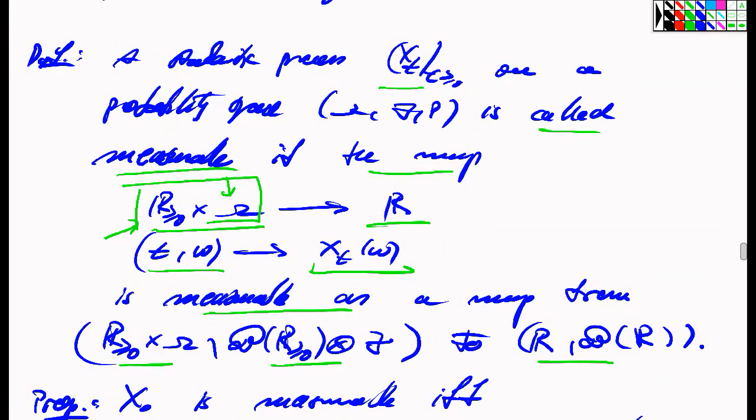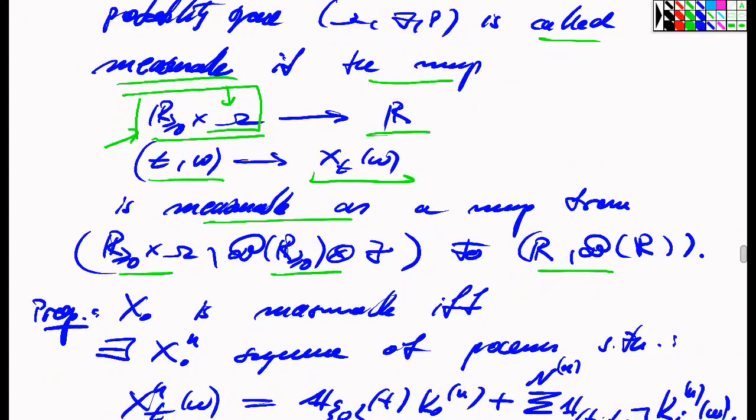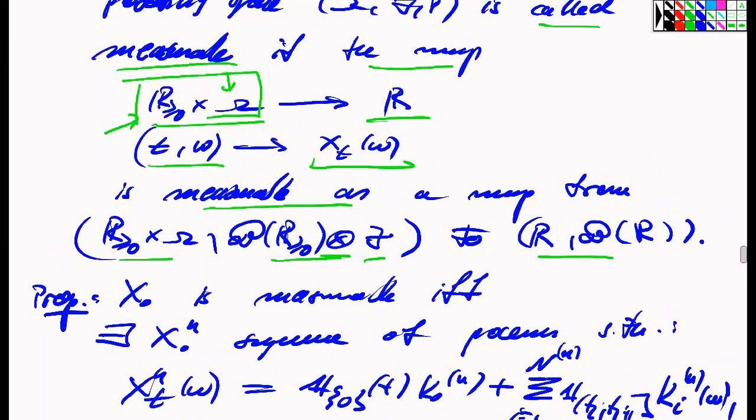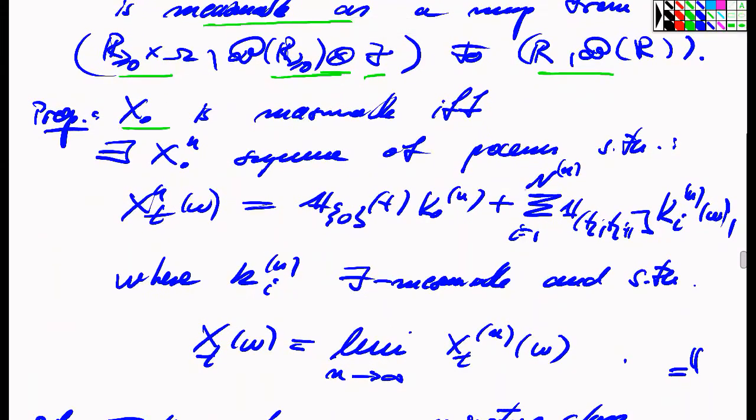where naturally we equip the domain space with the product sigma field, which is obtained from the Borel sigma field on the non-negative real line and the sigma field F on the probability space on which the process is defined. And we have a little proposition, which is a little exercise in elementary measure theory, namely that a process X is measurable as we just defined if and only if we can find a sequence of step functions effectively.